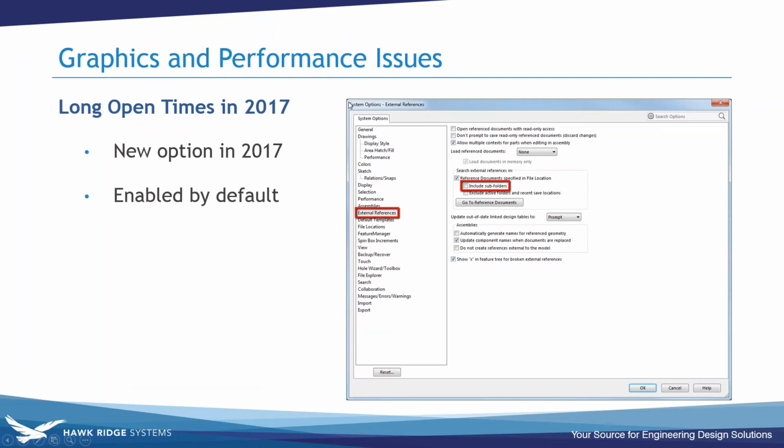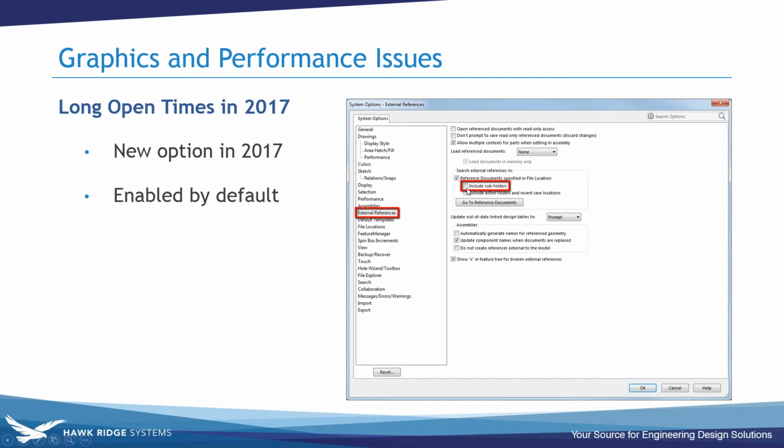So another issue that we've seen is when users upgrade to 2017 and they try to open up their assembly or drawing, and it takes a lot longer to open up. And one common reason is this option here that we see. So if you go to Tools and then Options within SOLIDWORKS, there's a new external reference option that they introduced in 2017. So this option is actually enabled by default.